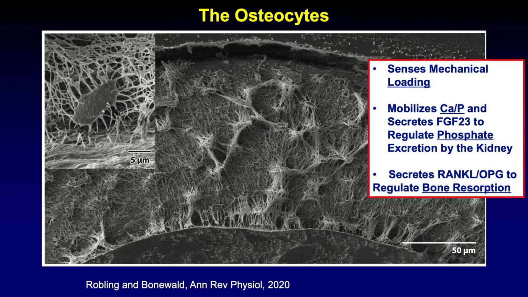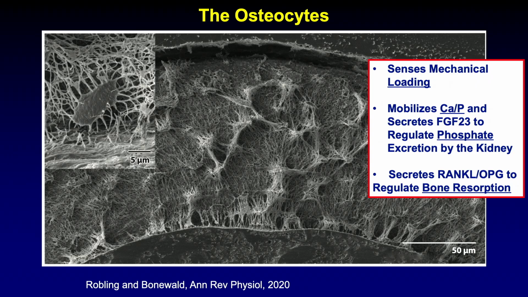In fact, over the last 20 years or so, we've realized that these cells are extremely important. It would be surprising that you have so many cells that would not do anything. And actually, they are the cells that sense mechanical loading on the skeleton. They are cells that are capable of mobilizing calcium and phosphate from the bone itself, this for calcium and phosphate metabolism.